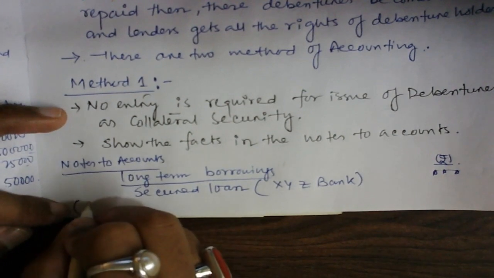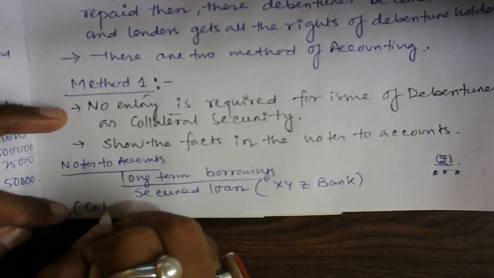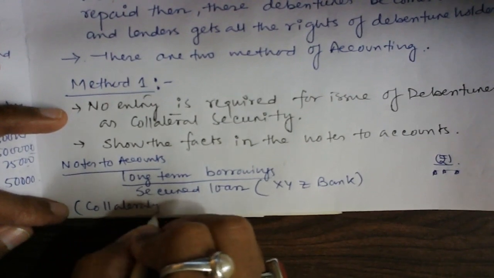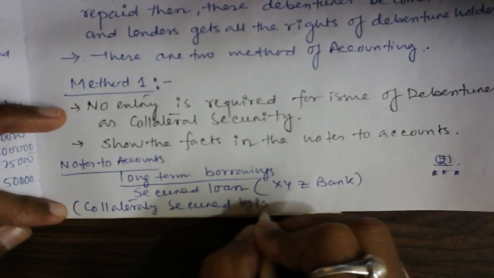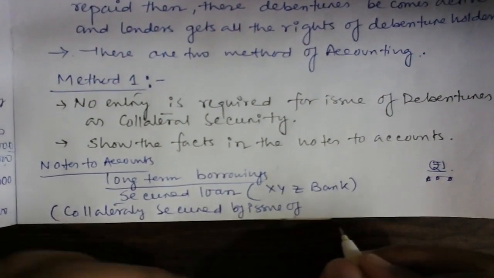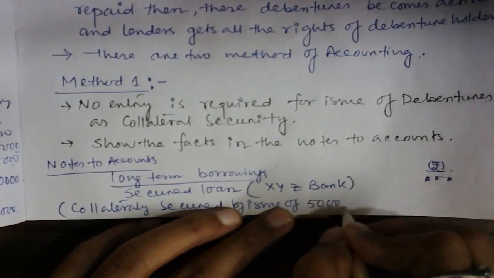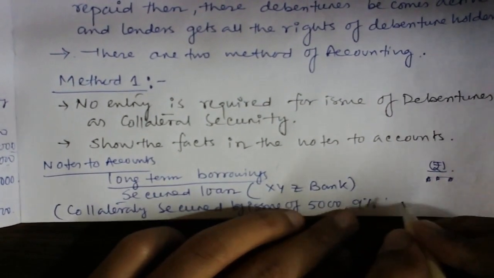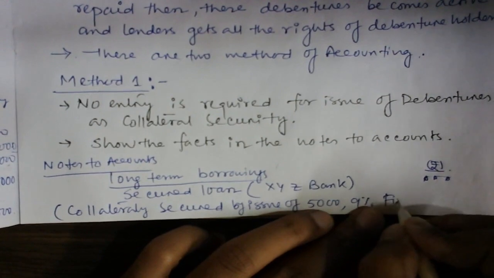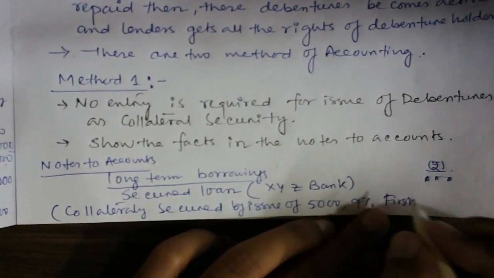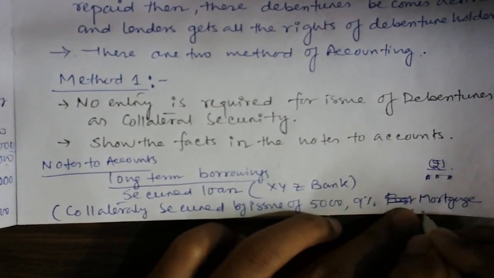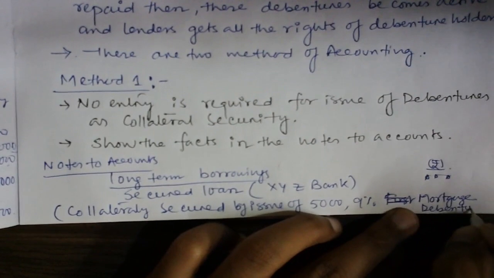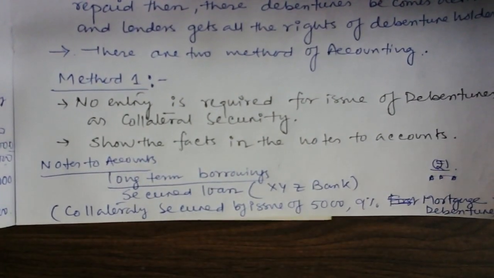See here. You can write here, collaterally secured by issue of 5,000 9% first, or maybe say, cut this out, write mortgage debenture. You can write here the mortgage debenture. Write this once and it will be clear.